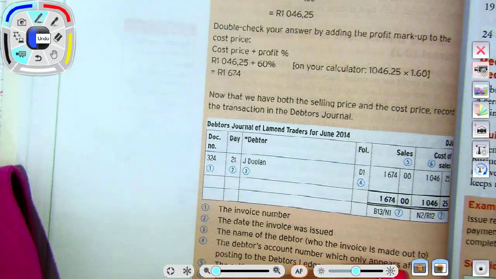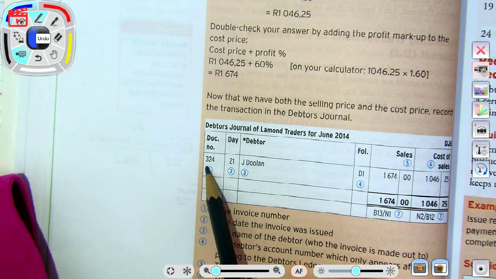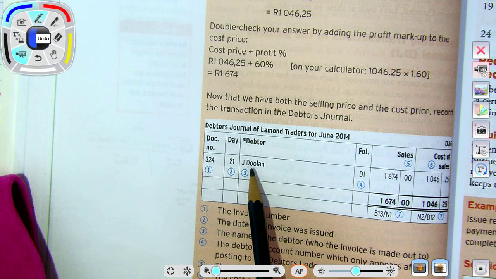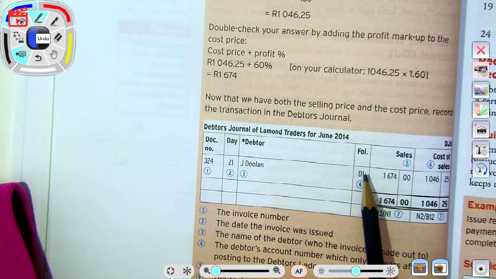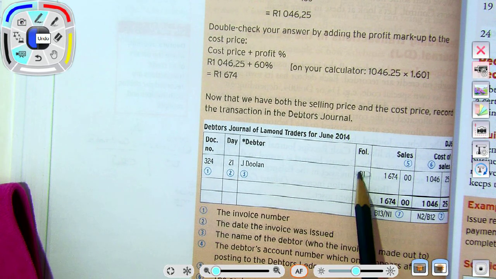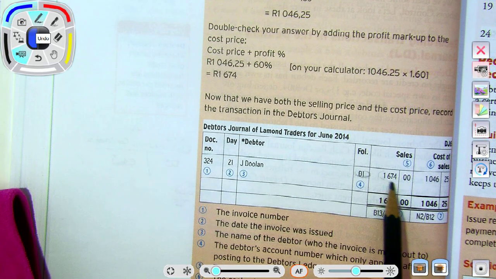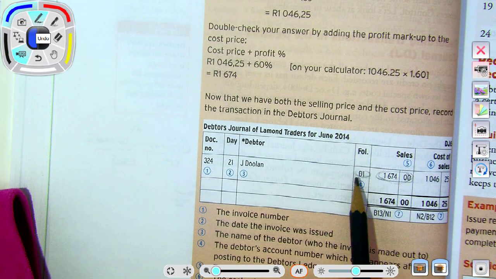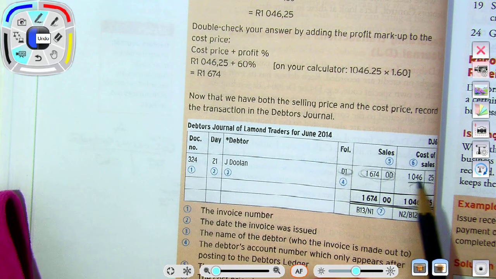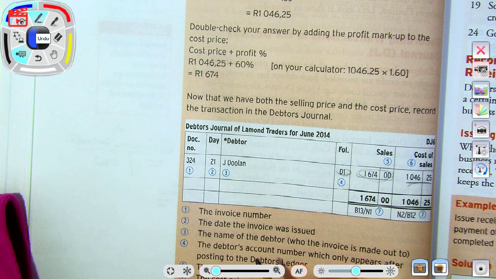Right, so look, here's my debtors journal, document number 324 on day 21. Who is the debtor? J. Doolan, and he is D1. They've allocated D1, debtor number 1, to J. Doolan. Sales, my selling price was 1674 because that's what it said on the invoice. And then we used our formula to calculate our cost of sales.